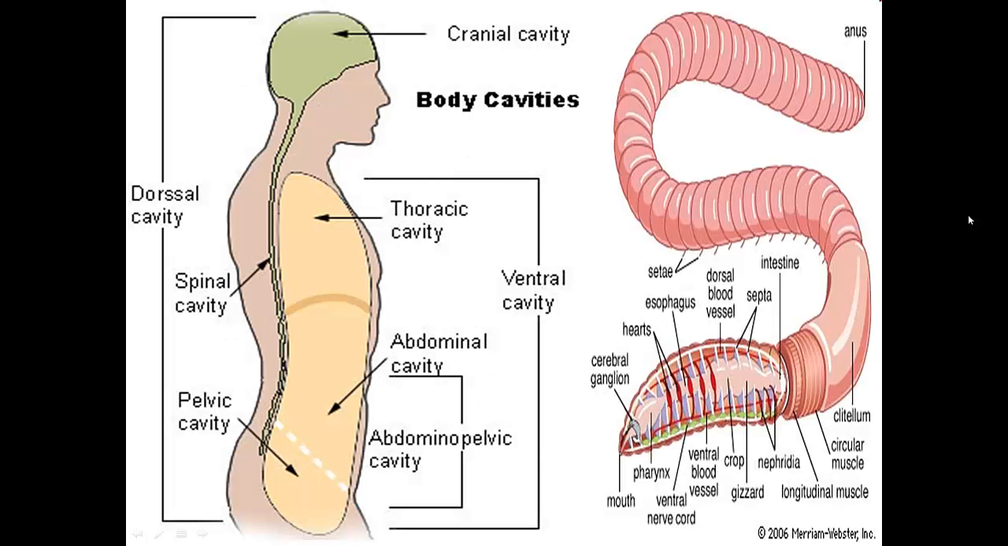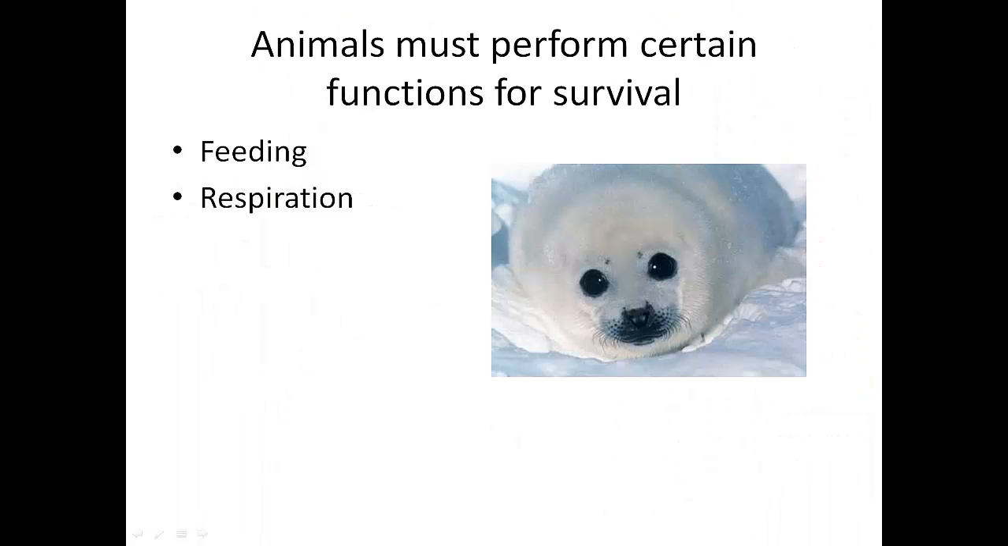In terms of human body cavities, your cranial cavity is where your brain is located. Your thoracic is where your heart and lungs are at. And there's other cavities as well. If you take anatomy with me, you'll learn what all of them are. A worm here is very simple and it has fewer body cavities, but you could look at the body cavities in there as well.